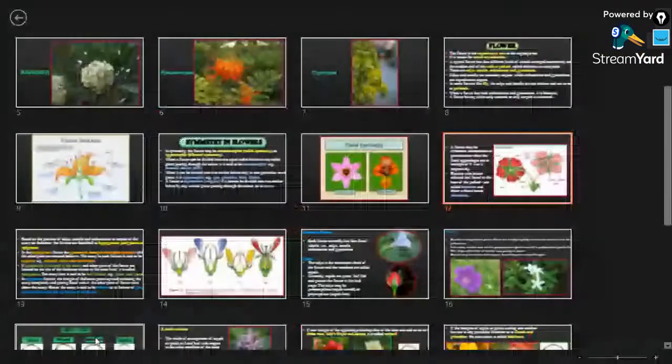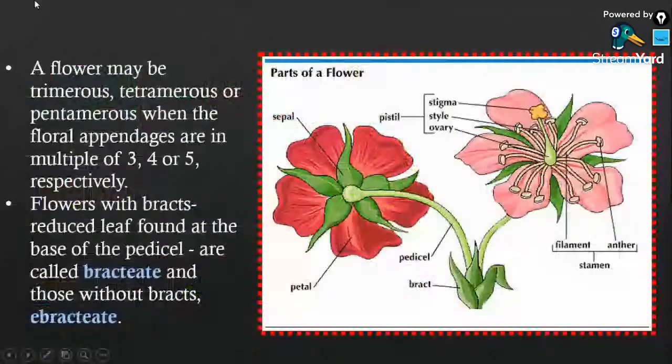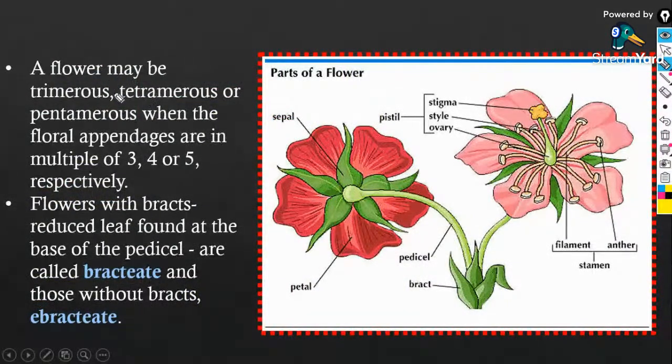Done. Anyway, let's move forward. So guys, a flower may be trimerous, that is, the number of sepals and petals may be 3. Or they may be tetramerous, 4 in number, or they may be pentamerous, as in hibiscus and others, so 5 floral whorls will be there. 3, 4 and 5 respectively.